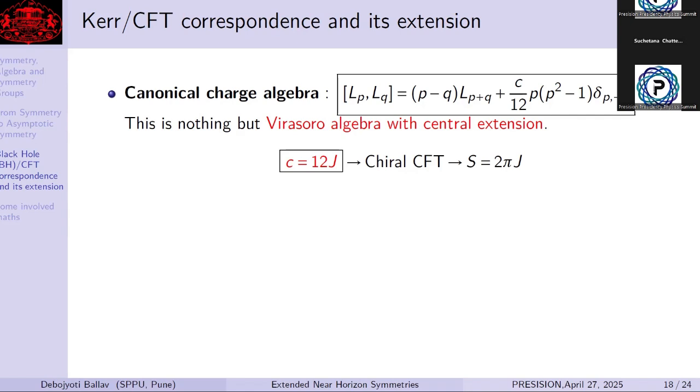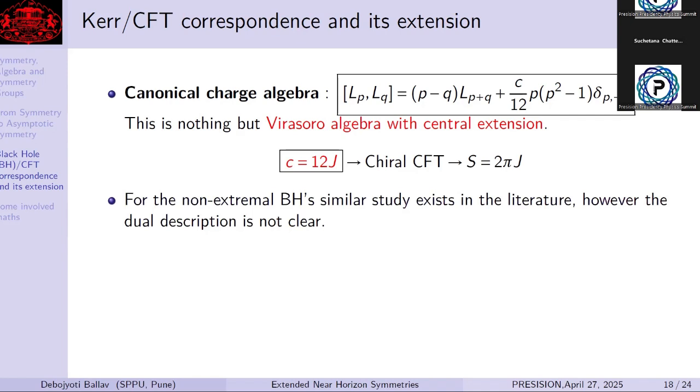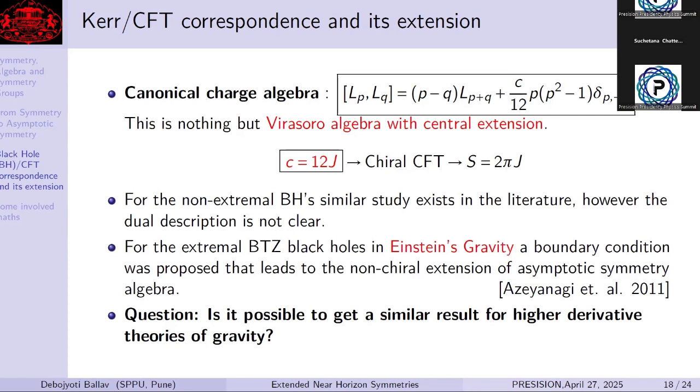So the canonical charge algebra will be given by this, and the canonical charge Strominger calculated is 12J, where J is the angular momentum, and it gives a chiral CFT because they calculated only one algebra, because there are different modes, left and right modes, but they get only one algebra. Now for Einstein gravity, Azeyanagi showed in 2011 that for the BTZ black hole, one can have a non-chiral extension. That means we get 2 sets of algebras rather than 1 set of algebras at the horizon.